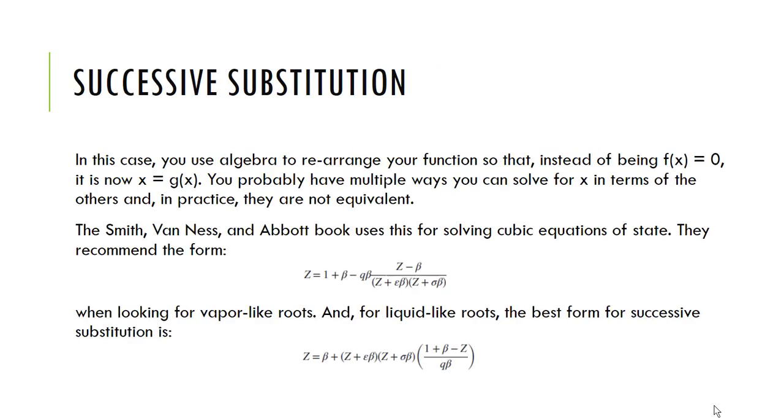We are going to try successive substitution. In this case, what you're going to do is algebraically rearrange your function so that instead of being f of x set equal to 0, you're going to rearrange that function and algebraically solve it for one of the instances of x in your expression. So you're going to end up with something where x is equal to some new function of x. I called it g of x in this case.